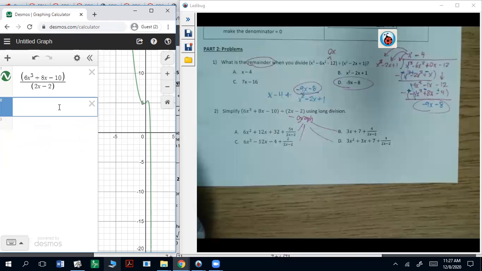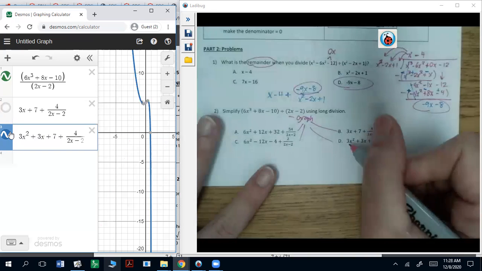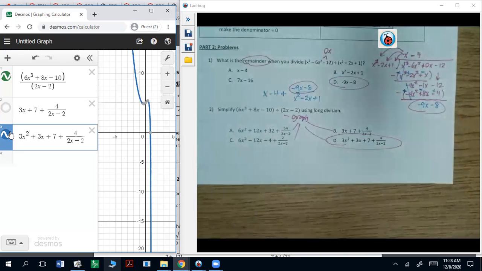Let's look at the last two. We'll say 3x plus 7 plus 4 over 2x minus 2. And then we have 3x squared plus 3x plus 7 plus 4 over 2x minus 2. So it looks like this graph here is the same one. You see how that matches up? This one's way off, but it's definitely going to be this one here. So we got away without having to actually do long division on that.